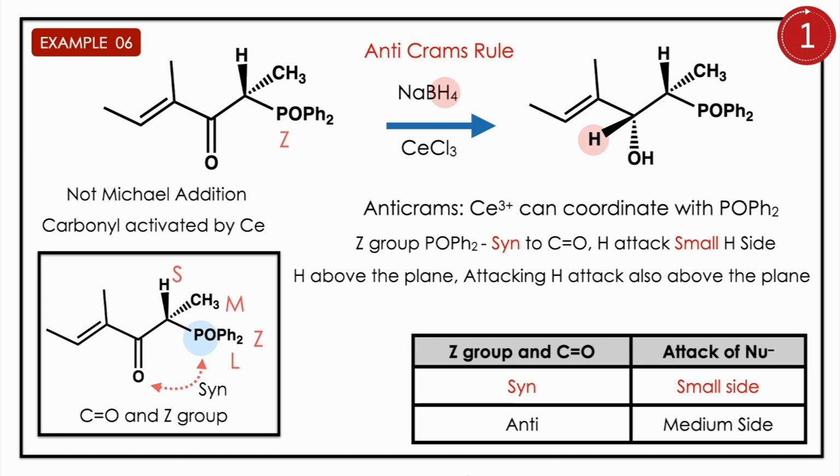The relationship between Z and carbonyl is syn. So if we use the table, Z group and carbonyl syn means nucleophile attack on the small side. Here the small group is hydrogen, which is above the plane. So attack happens above the plane. So OH goes below, hydrogen above the plane. The concept outlined here: in this problem you may be confused with Michael addition or Cram's rule. Here cerium is there, it activates the carbonyl. Here it is 1,2 addition, not 1,4 addition. So Michael addition is not applied here.